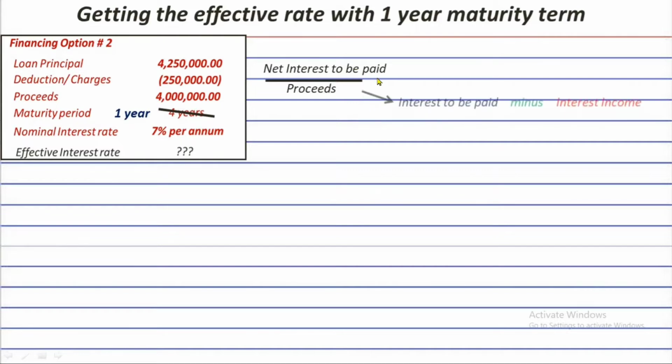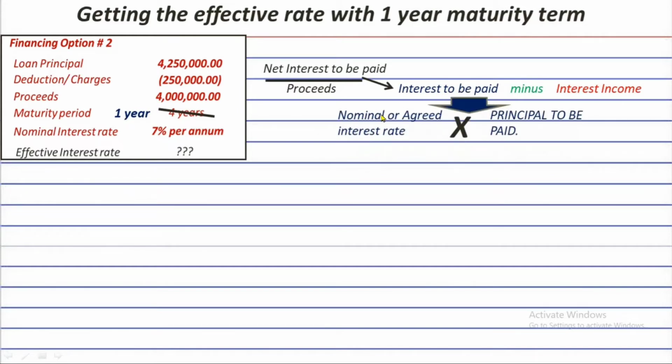So the numerator is the net interest to be paid. Well, if you break this down, this numerator is actually interest to be paid minus the interest income. And if you still want to break this down, interest to be paid is actually the nominal interest rate or the agreed interest rate times the principal to be paid. And in this case, we have 7% times 4,250,000. And you already know that because of the past episodes, right? So let's go to the interest income.